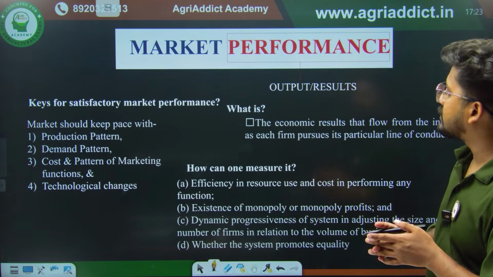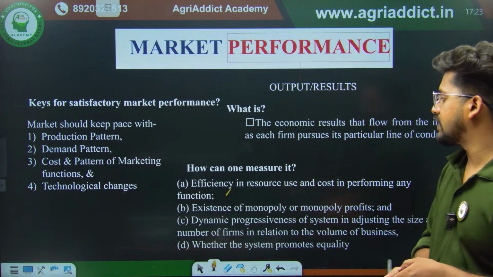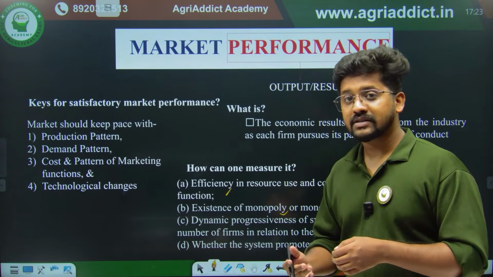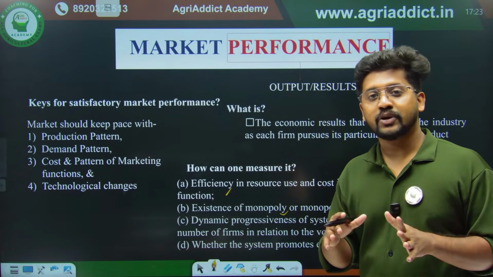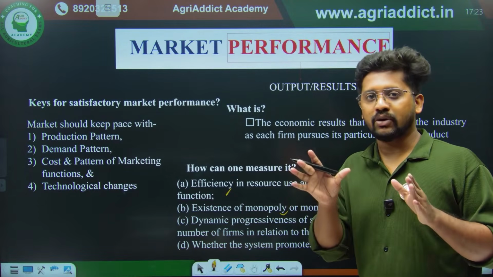So how can we measure it? Market performance is measured by the efficiency with which the market is working and the existence of monopoly power. More monopoly power means obviously there are no other producers, so it's not an equal or just system.